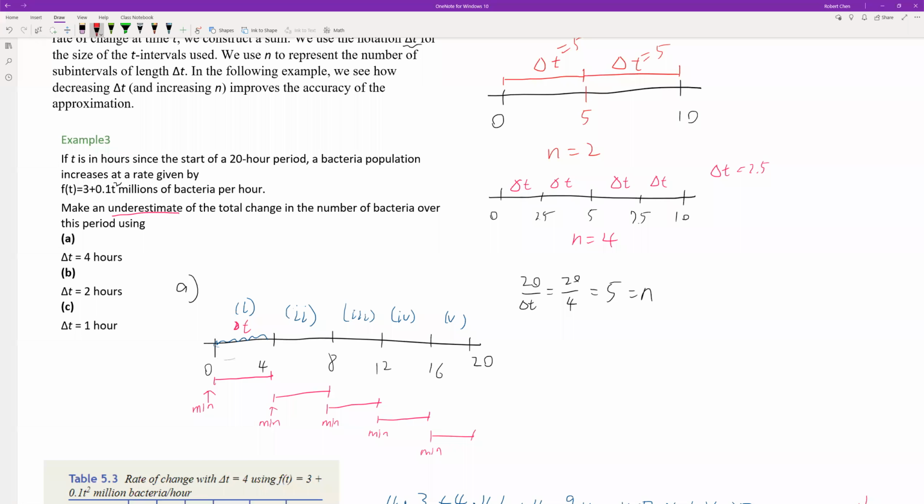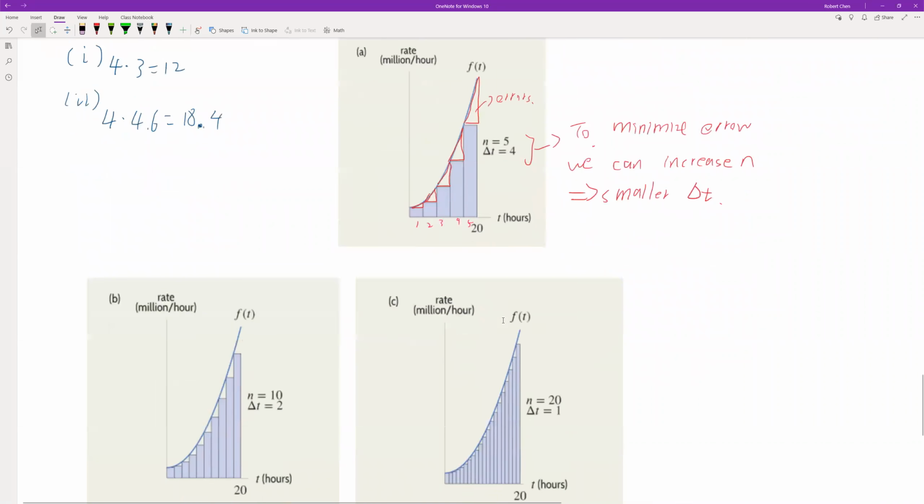All right, so part B says we want to use 2 hours over a 20-hour span. So 20 over 2, that will be 10, so we will have 10 intervals. And then for part C, if we're doing delta t as 1 hour, so 20 over 1, that will be 20, which will have 20 intervals. So the more intervals you have, the more accurate your estimation will be. So let's take a look at the graph for part B and C and compare with A.